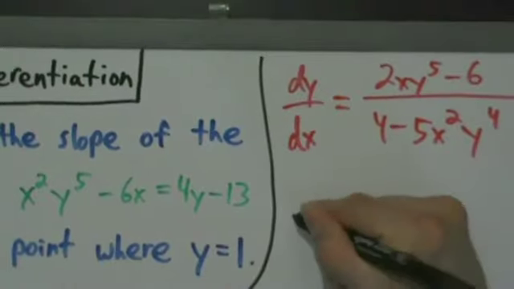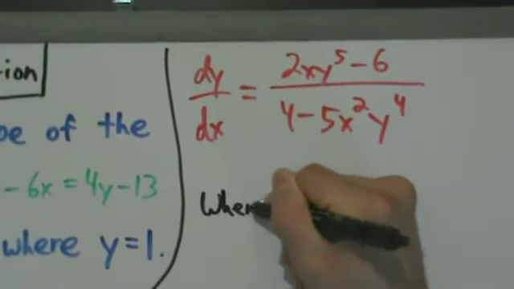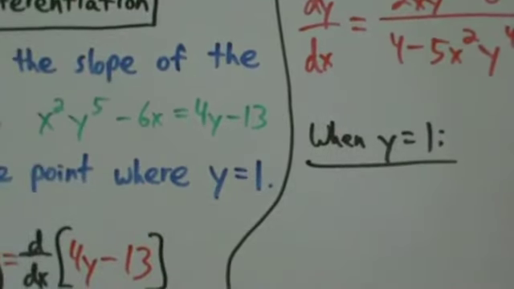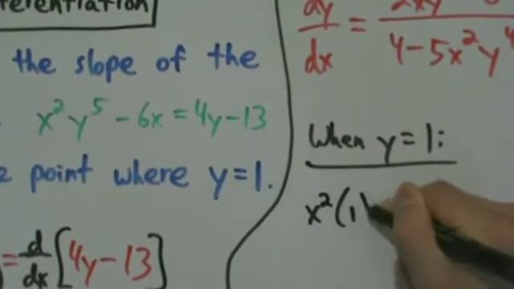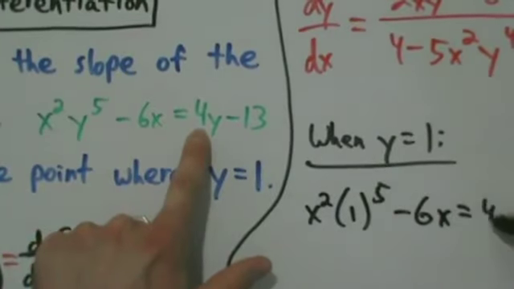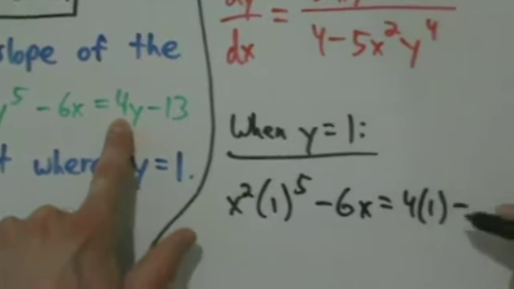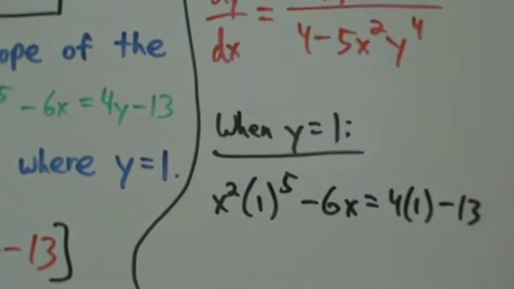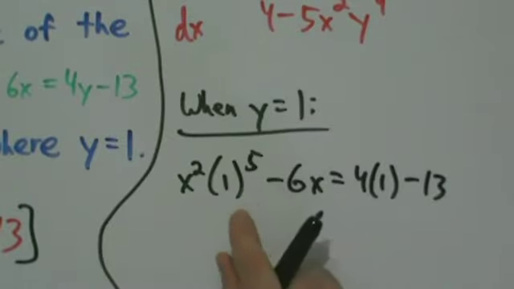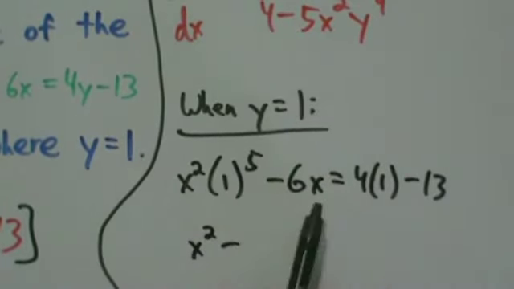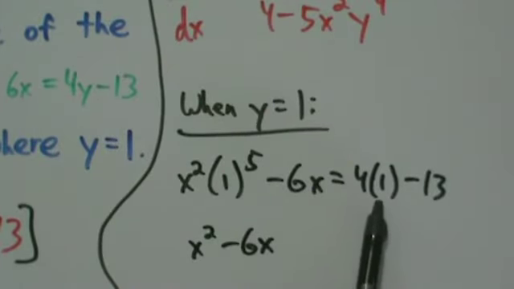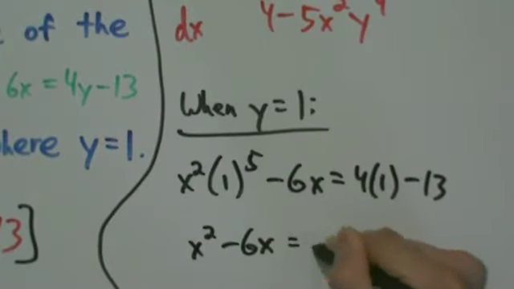So when y equals 1, what do we have? We have x squared times 1 to the fifth minus 6x equals 4 times 1 minus 13. Okay, so now what we're going to do is just simplify this and solve for x. So 1 to the fifth is just 1. 1 times x squared is just x squared minus 6x. And then equals 4 times 1 is 4. 4 minus 13 is minus 9.